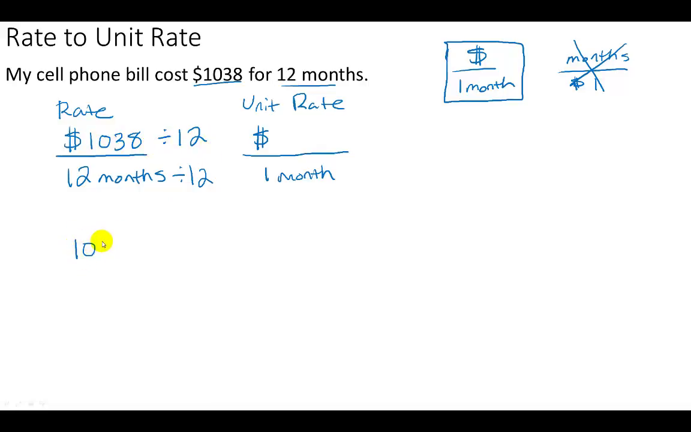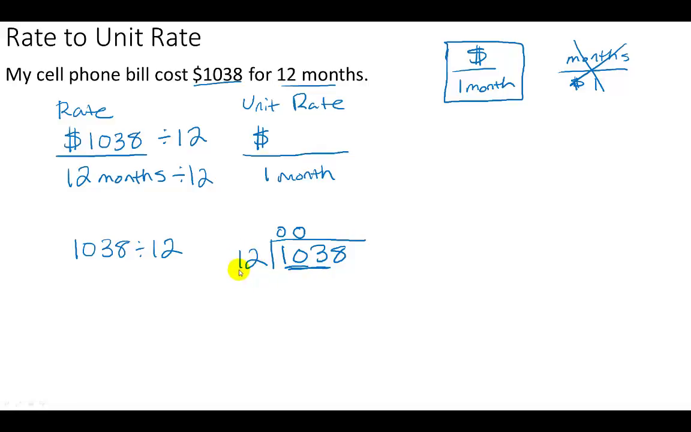I'm going to rewrite that over here. We have to work this out. Whatever we get here, we can plug in, and that will be our unit rate. So we have 1,038 divided by 12. 12 can't go into 1. 12 going into 10 doesn't work either. So now we're saying 12 into 103.